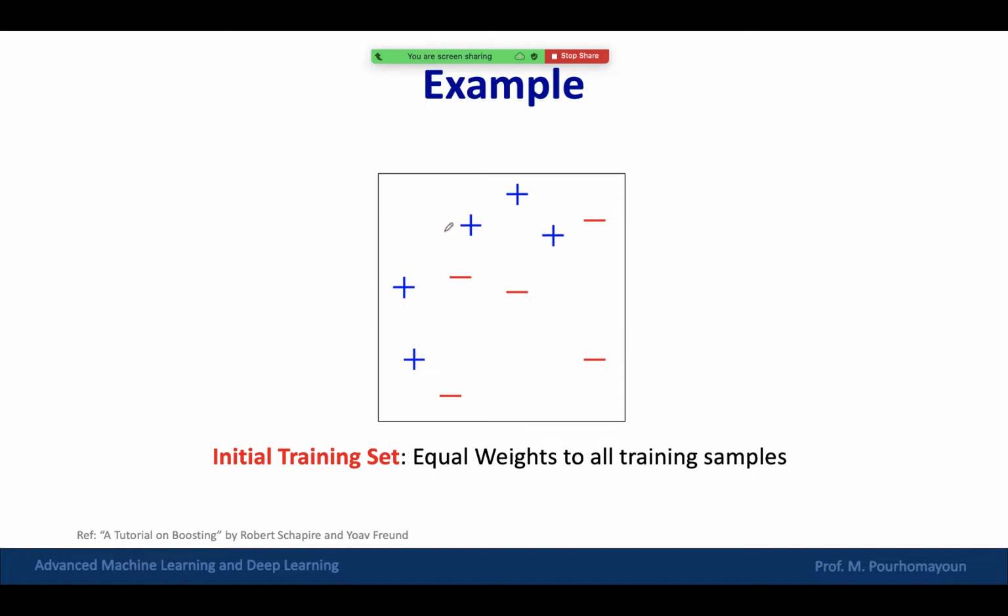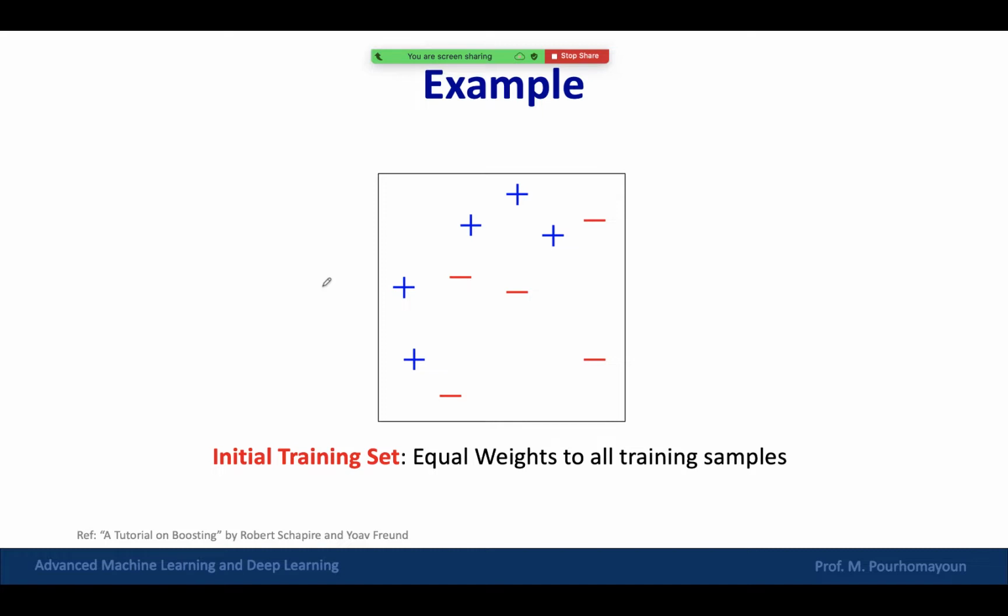So the question is, is tomorrow rainy? So your answer is positive or negative. Or the question can be, does this patient have cancer? The answer can be positive or negative. Or the question can be, is the stock market going up tomorrow? Your answer can be positive or negative. It doesn't matter what the application is. But this is a binary classifier, and we want to apply boosting on that.